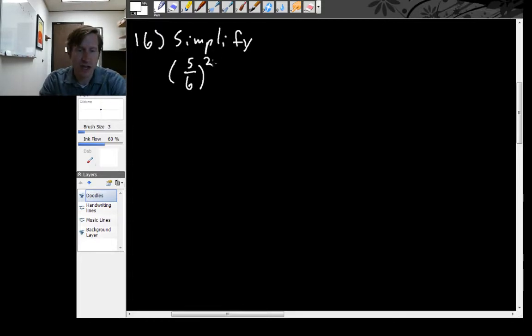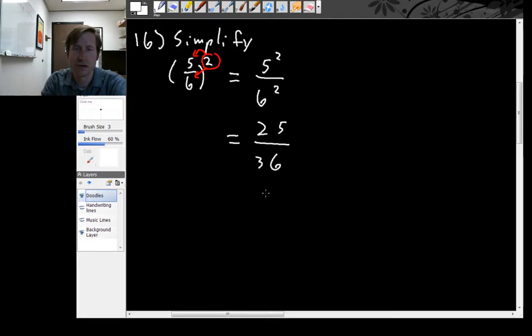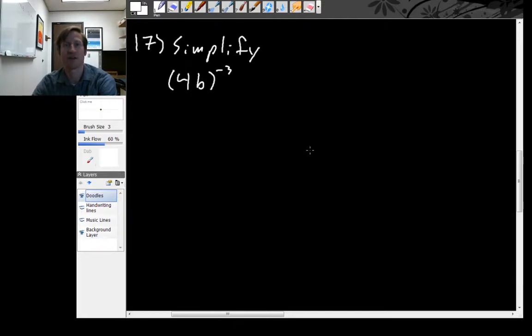So it looks like we can take this 2 and using the power of a quotient law, we can put this power on the 5 and the 6. So this gives us 5 squared over 6 squared. So that's going to be 25 over 36. And if we could simplify this, we would, but there's nothing else we can do to simplify that one, so we're all done. All right, let's have a look at 17.